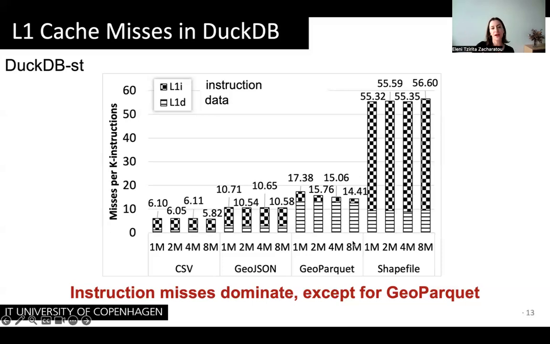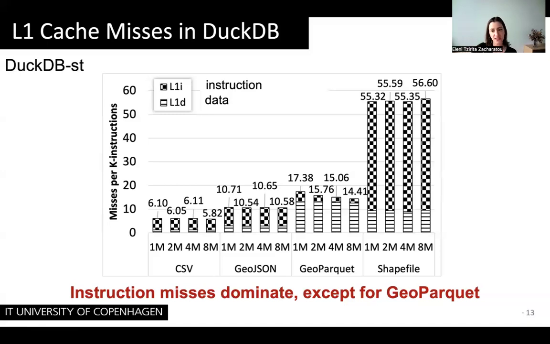Now, in general, we do expect to see a small number of data misses because we just load the entire file from start to end. That means that we access all parts of the cache lines brought in from a file page, and that leads to lower data misses per 1,000 instructions. Now, for GeoParquet, the reduced number of instruction misses likely comes from DuckDB's use of vectorized execution, which increases the instruction level parallelism.